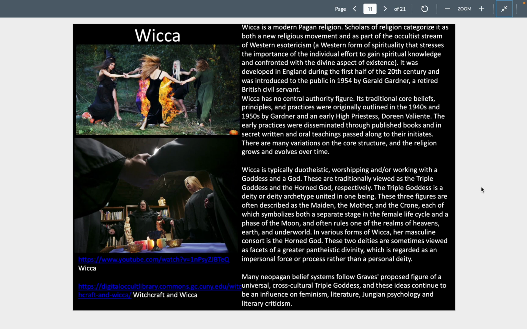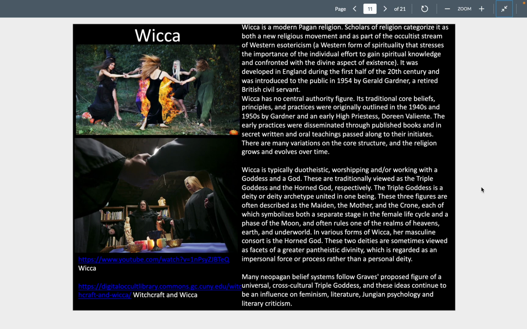So you have the maiden, the virgin, then the mother, and then the woman who has aged beyond procreation, and the type of wisdom inscribed in living that long and going through motherhood. Each one of these stages symbolizes the different parts of female life and a phase of the moon, which often rules one of the realms of the heavens, the earth, and the underworld.